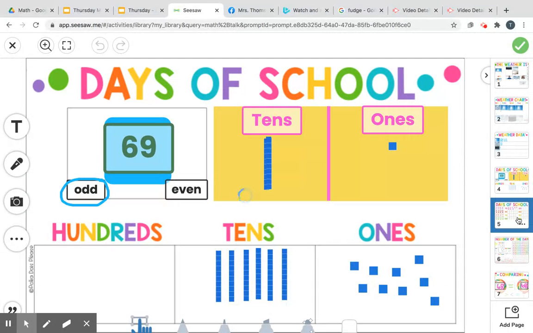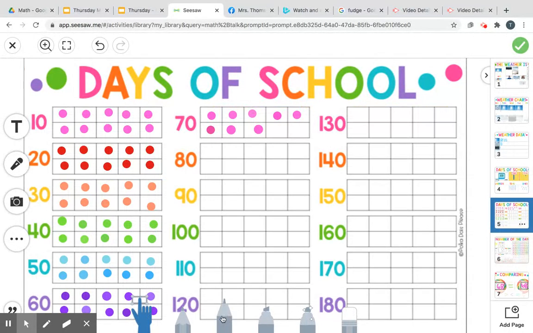69 days in school. Let's add it to our chart over here. 69 days in school. Put my little dot. Here we go. 10, 20, 30, 40, 50, 60, 61, 62, 63, 64, 65, 66, 67, 68, 69. What will tomorrow be? Yeah, tomorrow will be 70.